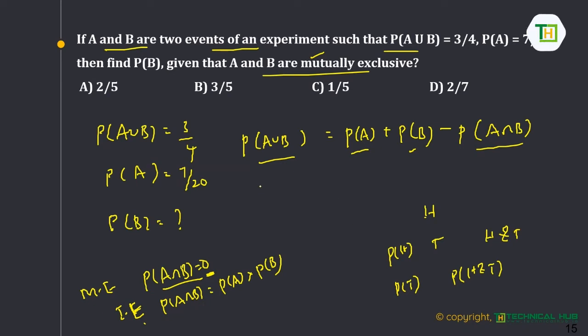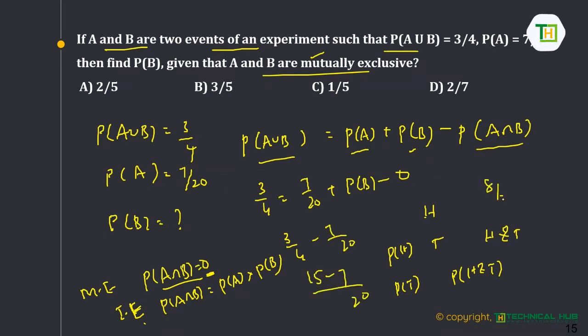Then substitute the values. P of A union B is equal to 3 by 4, P of A is equal to 7 by 20, plus P of B, and here 0. Simplify this and you will get the answer. 3 by 4 minus 7 by 20. LCM is 20: 4 times 5 is 20, so 15 and 7. So 8 by 20, which means 2 by 5. So that option is the correct answer. But remember, in the mutually exclusive case P of A intersection B is equal to 0, and in the independent events case P of A intersection B is equal to P of A into P of B.